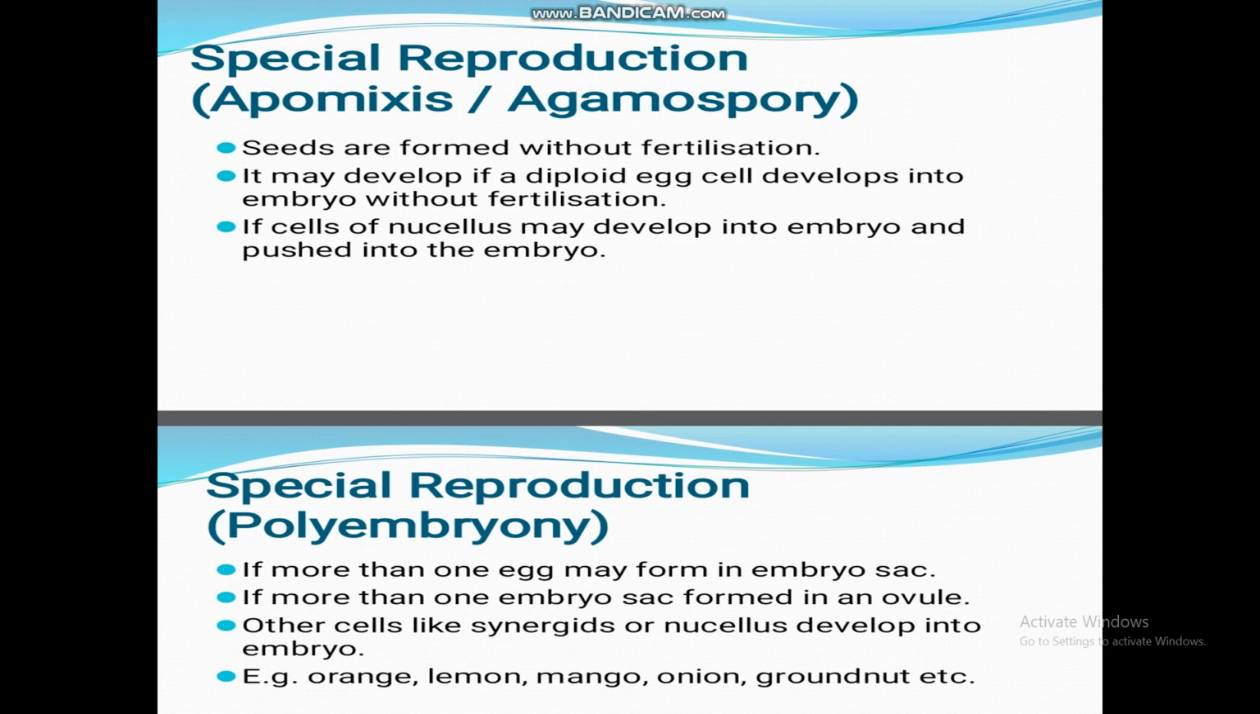For example, when we squeeze an orange or lemon, we find a large number of seeds released from one fruit. The presence of a large number of these embryos is considered polyembryony.